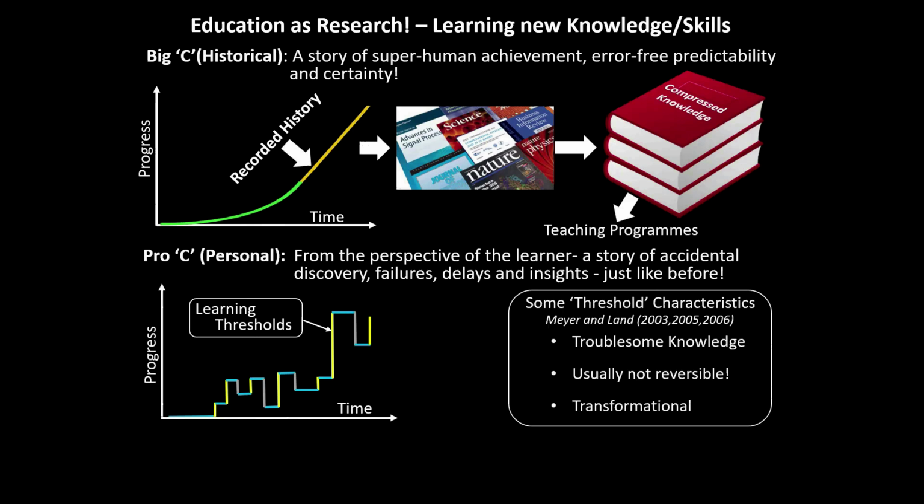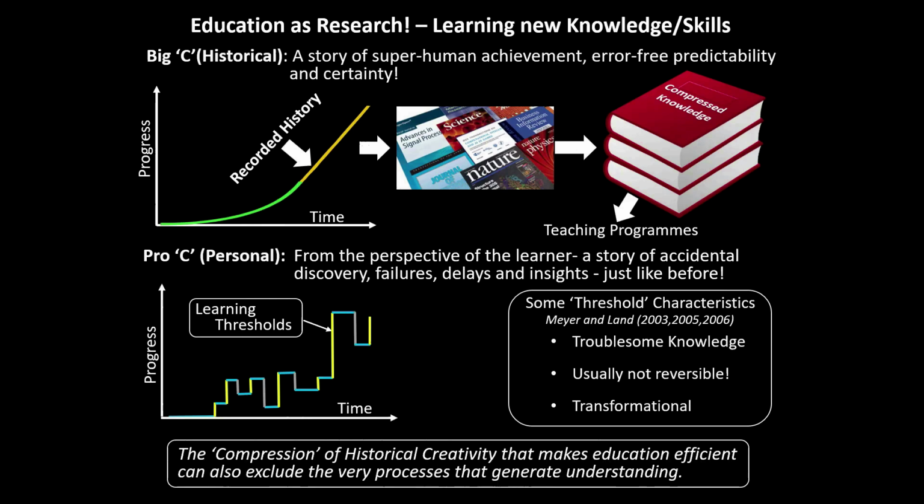And let me just give a summary of some threshold characteristics. This is by the pioneers of this work, Meyer and Land, in the early 2000s. They described it as troublesome knowledge, but once you've passed a threshold, you don't go back, and it's always transformational. Just to summarize, the compression of historical creativity, i.e. the curve at the top, that makes education efficient also excludes the very processes that generate understanding, because the student is reading what looks like that curve at the top, characterized by the quote, but they're actually experiencing a much bumpier ride in trying to understand it.